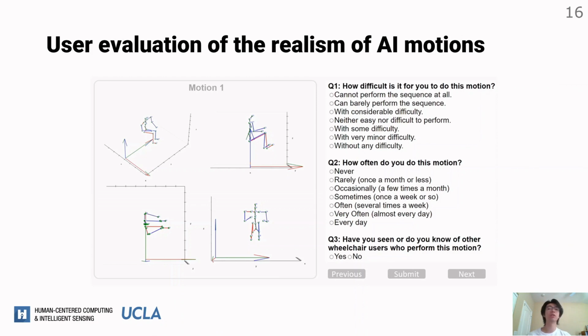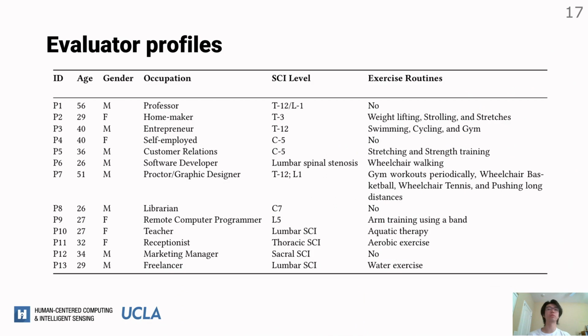Motions were displayed on a skeletal model to better embody the individual user and focus on the general realism of the motion itself. Evaluators were also asked whether or not they had already seen this motion in their daily life. 13 evaluators with varying levels of spinal cord injuries, or SCI, from the wheelchair community participated in our online study. Evaluators had varying activity levels and occupations, which could affect their perception of different displayed motions. More information on this work can be found in our paper.